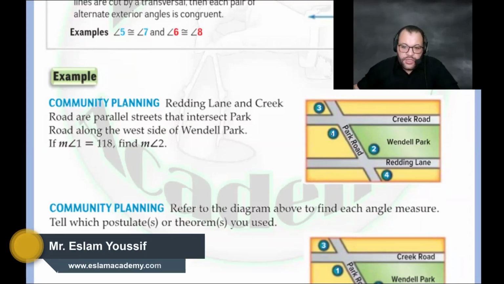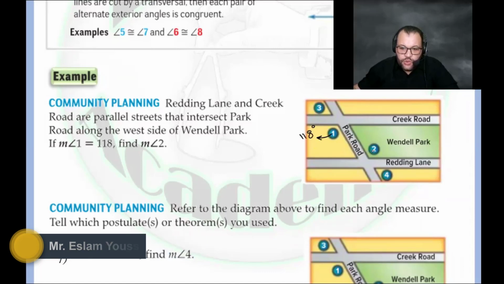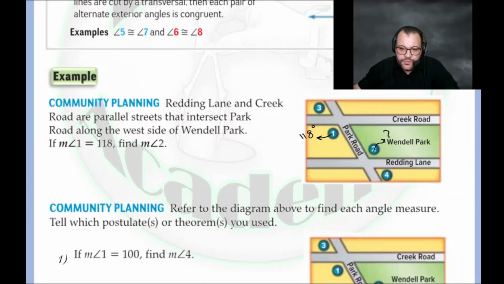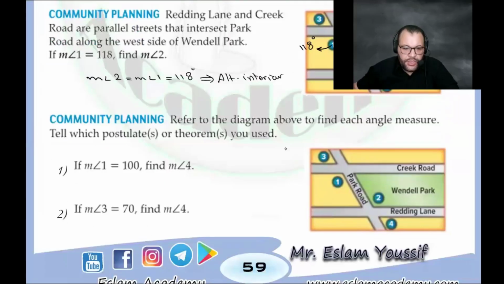Measure of angle 1 is 118 degrees. We need to find measure of angle 2. What is the relation between them? Alternate interior. Measure of angle 2 equals measure of angle 1 equals 118. They are alternate interior. Okay, measure of angle 1 equals 100.